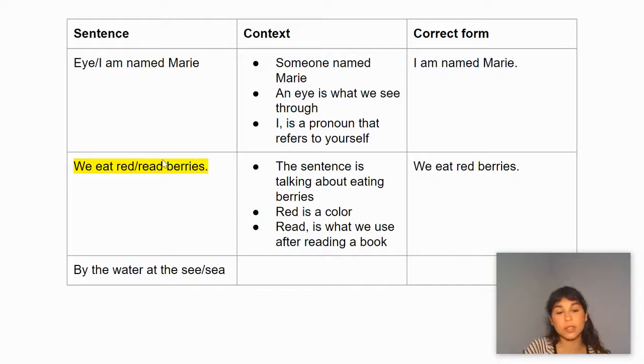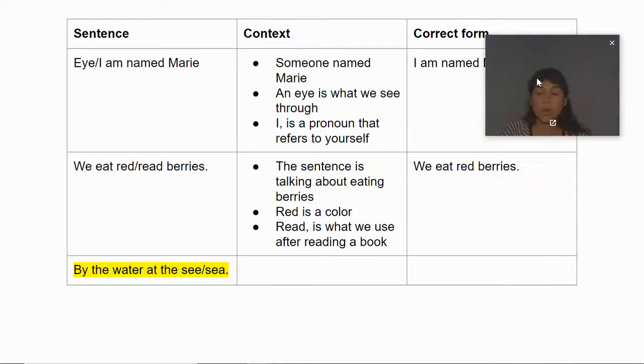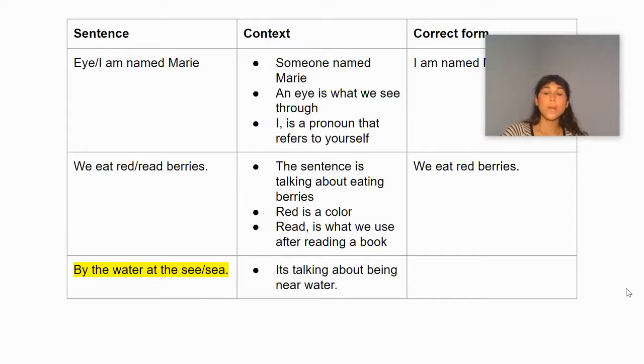Okay, next one. This is the last one we are doing together. By the water at the sea. What is the context of this sentence and of the words that is going to help us pick the right one? Good job. By the water at the sea. The sentence is talking about being near water. Good job. That is some context that we need to help us pick the right word.